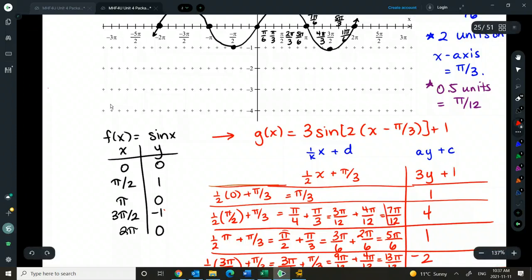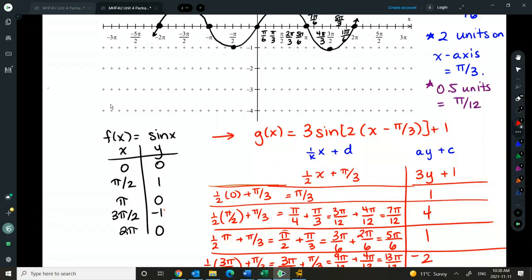Okay. 7 pi over 12. Where in the world do I place this? Well, yeah, Sam, do you have an idea? Okay, great. So what I like to do is, if I know pi over 12 is 0.5 units, and I have 7 times pi over 12, I'm going to just do 7 times 0.5 on my calculator, and then that will tell me how many units I need to go over on the x-axis.